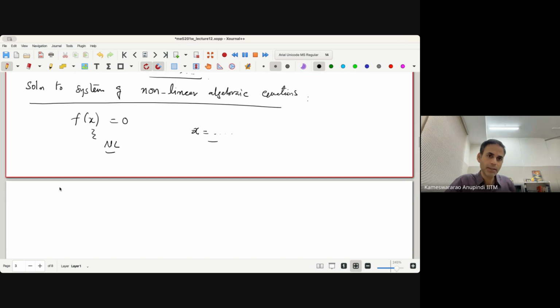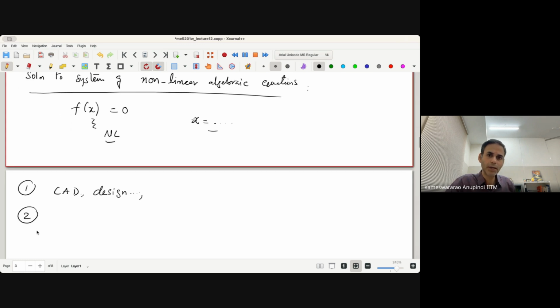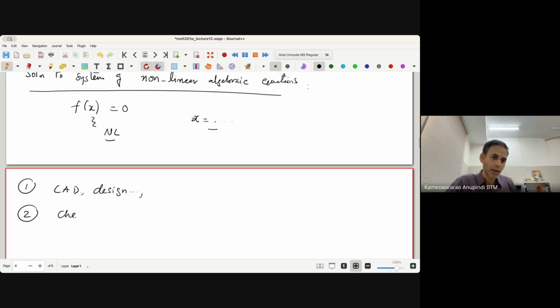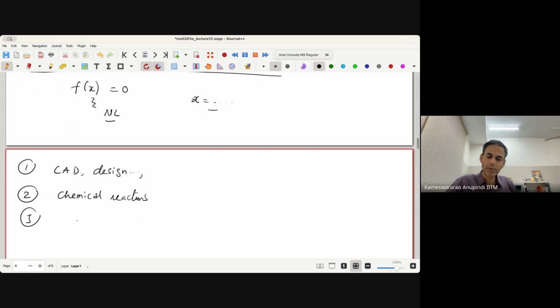And again, these are pretty common. You're going to get them when you work with CAD or in design software and so on, where you have to find intersections of different curves. So you're going to find these things in designing and modeling. And you're also going to get these nonlinear algebraic equations in several chemical reactions, and many other applications.